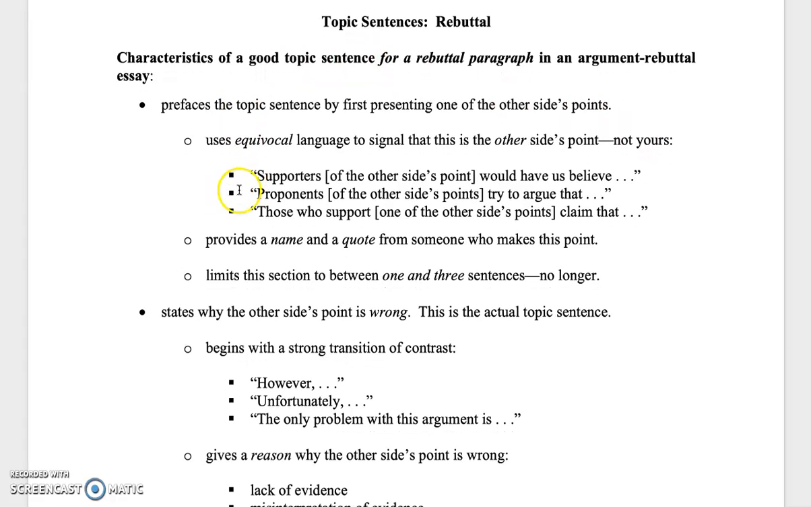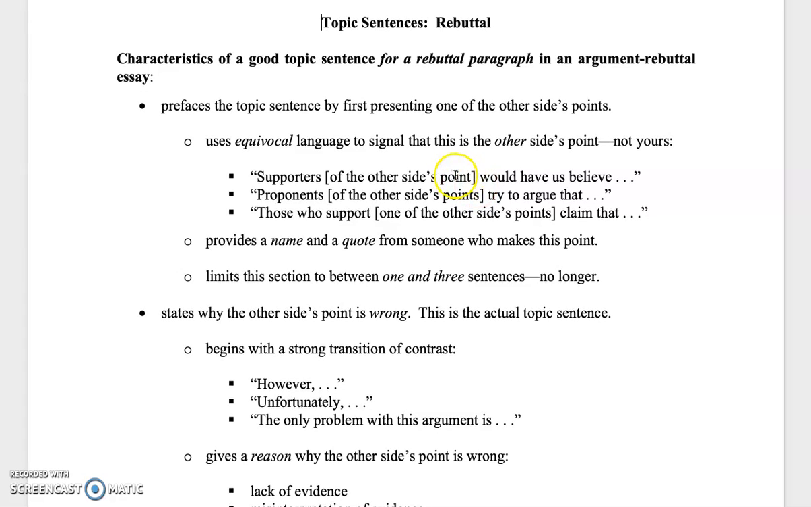So you could say, supporters of, and then say what the other side's point is, would have us believe. You could say, proponents of the other side's point try to argue that. Those who support the other side's point claim that. And of course, you'd fill in here with what the point is that you're going to then be rebutting. So you're picking a specific argument that the other side is making, and you're explaining, here's what that point is. Of course, you've got to know what the points or arguments of the other side are, and each of them will get its own paragraph.